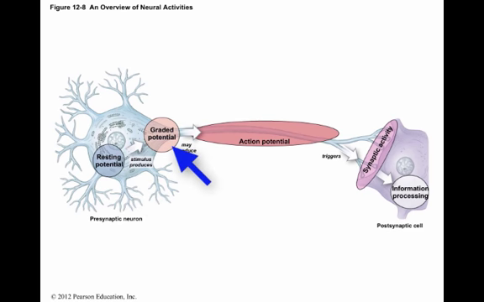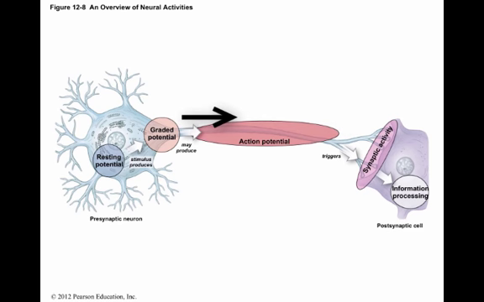A graded potential is when a stimulus produces a temporary but localized change in the resting potential. The effect of this change will decrease with distance from the stimulus. An action potential is a change in the resting potential that is large enough to propagate or spread along the surface of the axon, and it does not diminish as it moves away from the stimulus.